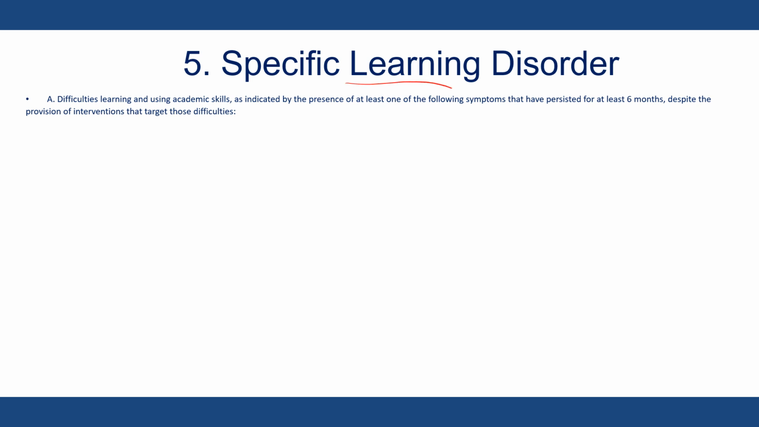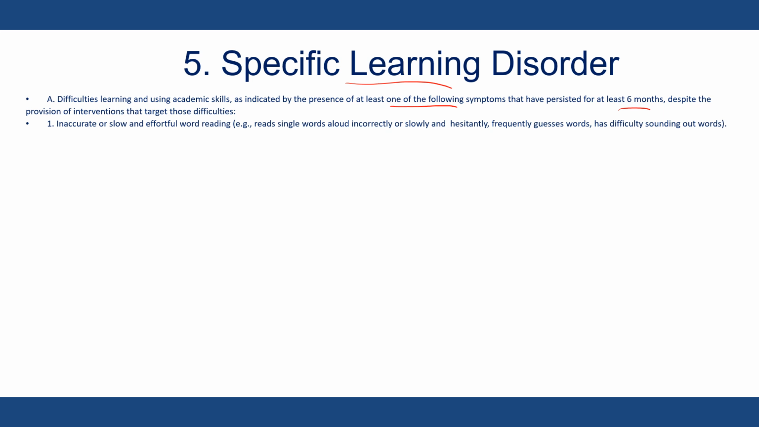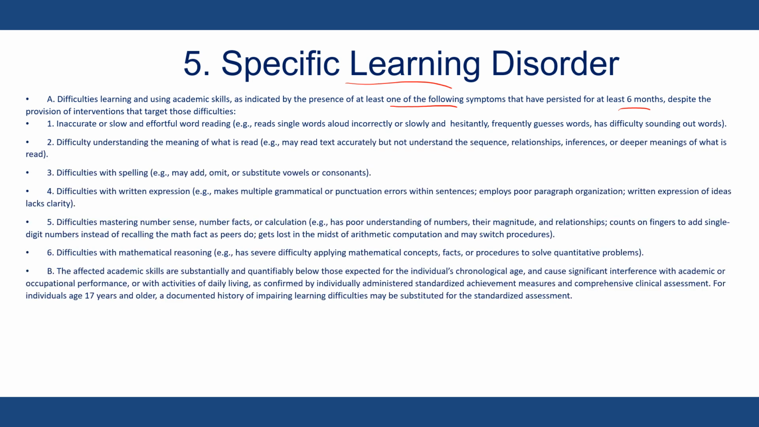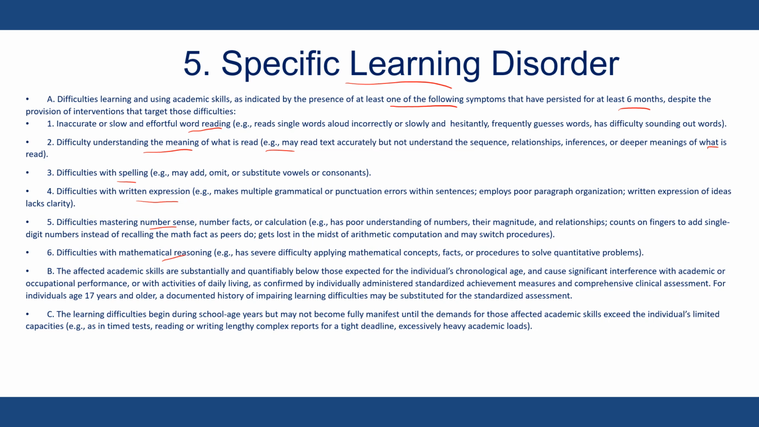Criteria A is you have at least one of the following symptoms for the past 6 months, and these symptoms are very self-explanatory. You have a child who has difficulty with reading, understanding meaning. Maybe they can read, but they have no clue what they're reading. They have difficulty spelling, difficulty with written expression, difficulty with math, so mathematics, numbers, and so forth, reasoning. Okay, so just take a look at that.